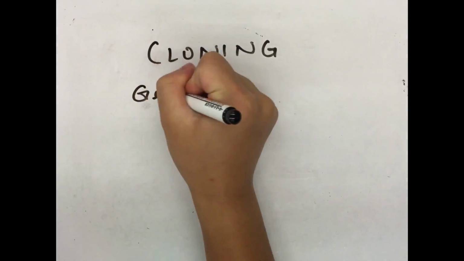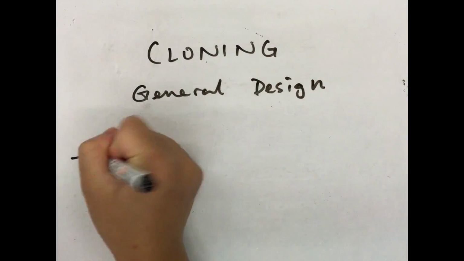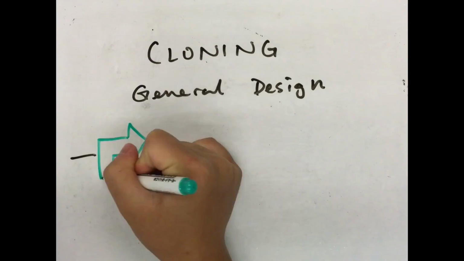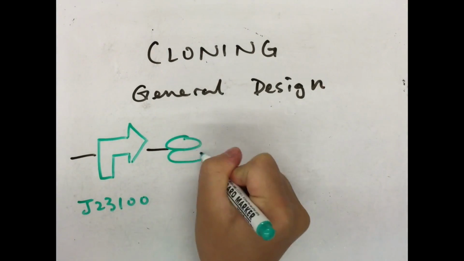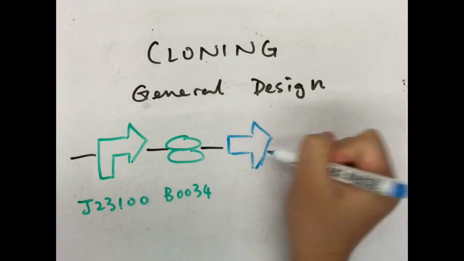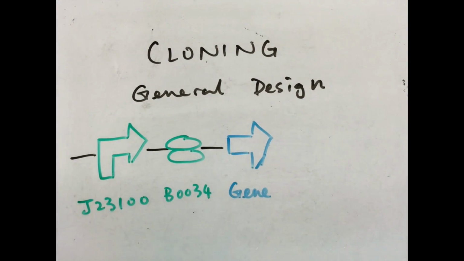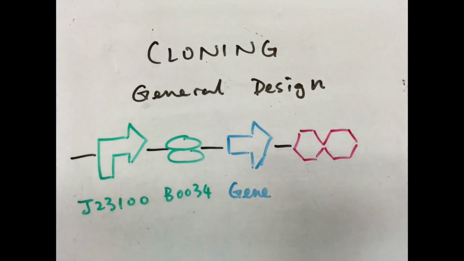So now let's move on to the cloning part. Generally, we designed our parts like this. It begins with a constitutive promoter J23100, followed by an RBS B0034. Here comes our gene. We will talk about this later. The parts end with a double terminator, B0015.